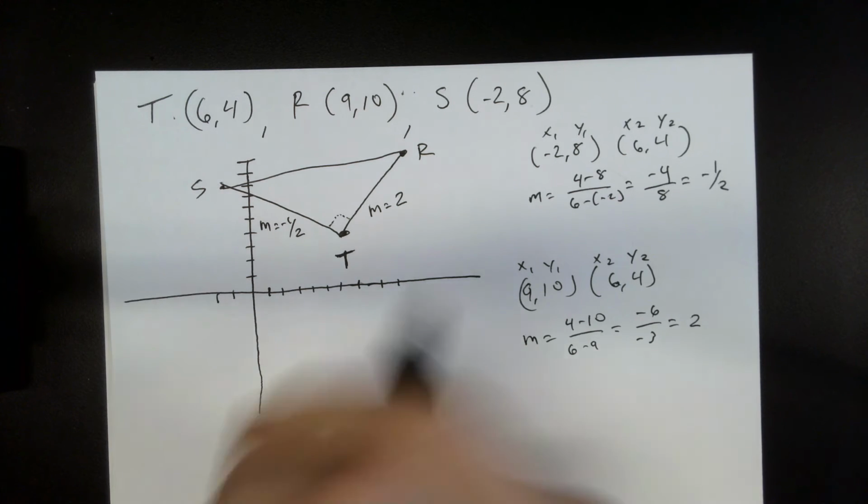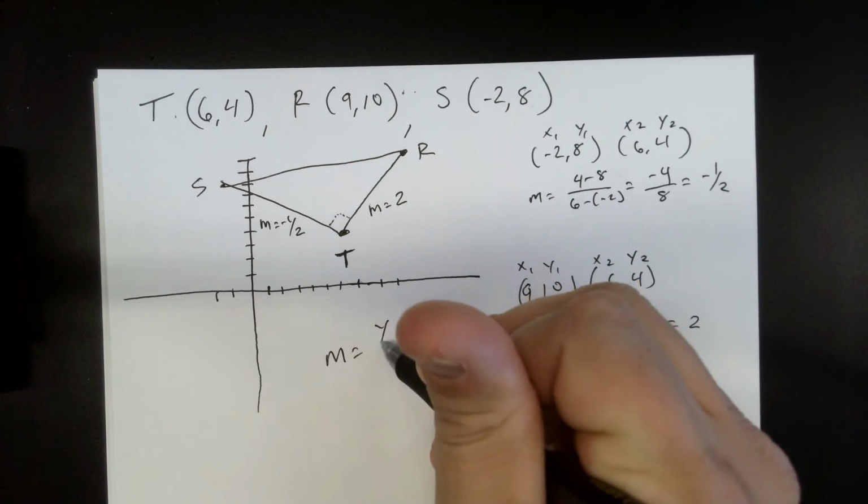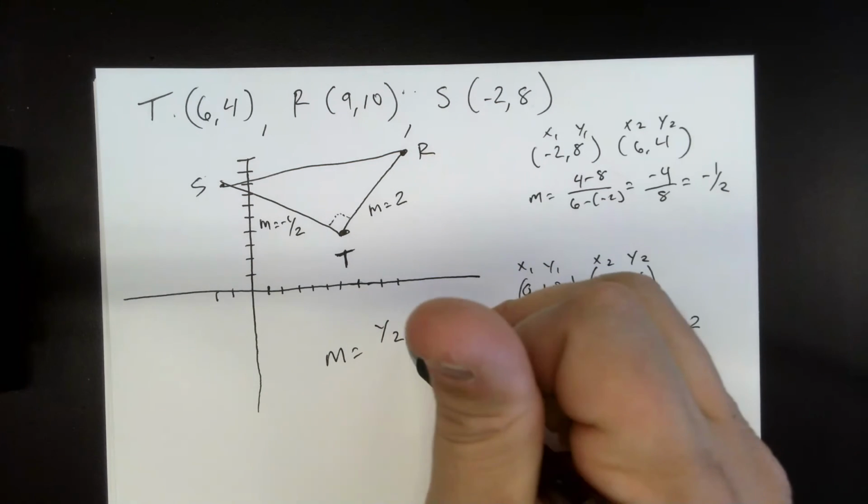Remember the slope formula. What is it, T to S and T to R? Yep, T to S and T to R.